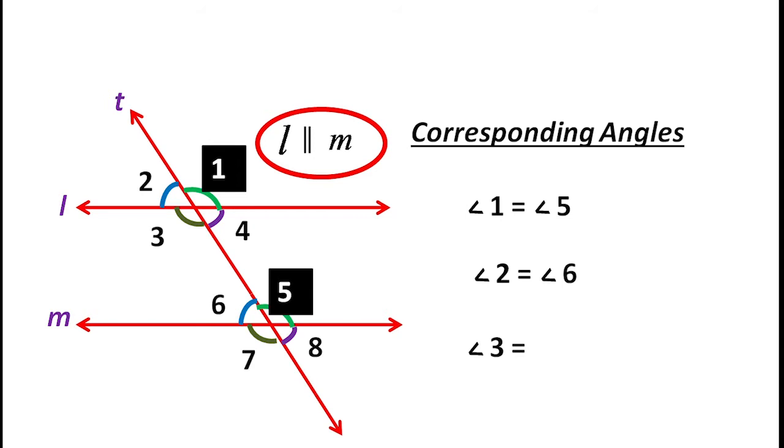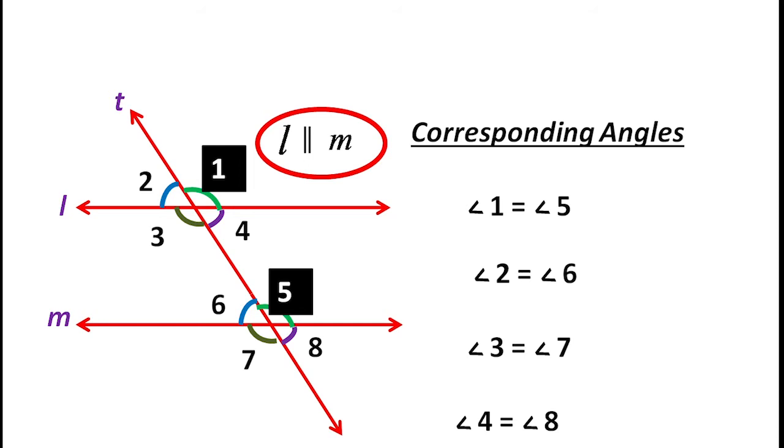Third pair is angle 3 and angle 7. L and M are parallel and angle 3 and angle 7 both are lying on the left side of the transversal and both are below the parallel lines. So they are corresponding angles. And the fourth pair is angle 4 equal to angle 8. They are on the right side of the transversal and both are below the parallel lines. So total 4 pairs of corresponding angles are there.